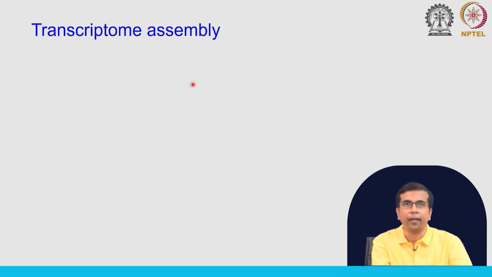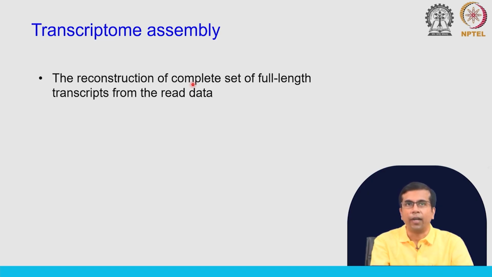What do we understand by assembly? Assembly means the reconstruction of the complete set of full length transcripts from the read data. We have mapped the reads against the reference sequence, but these are fragments. You remember the steps: we have RNA isolated, we have cDNA synthesis, we have fragmentation. So the reads come from fragments of transcripts. In these cases we want to assemble the full length transcript from the fragments. This is what the assembly process does.